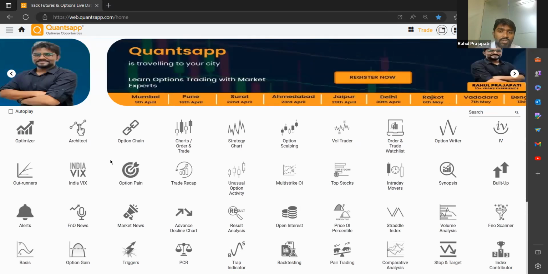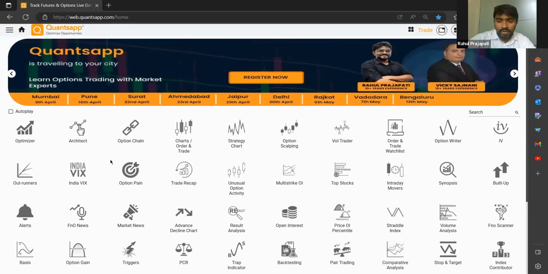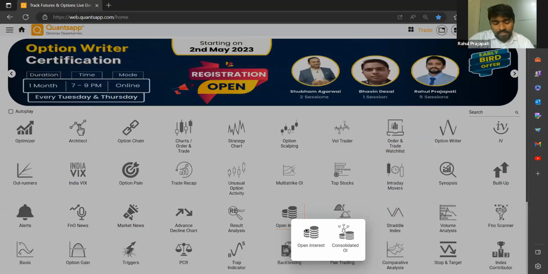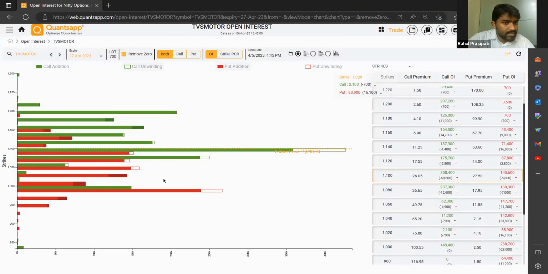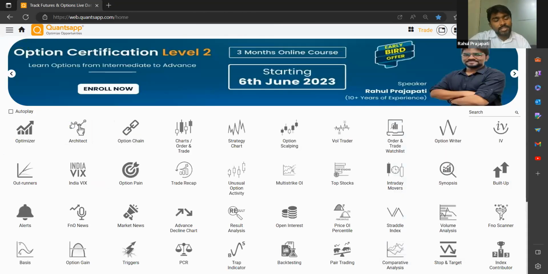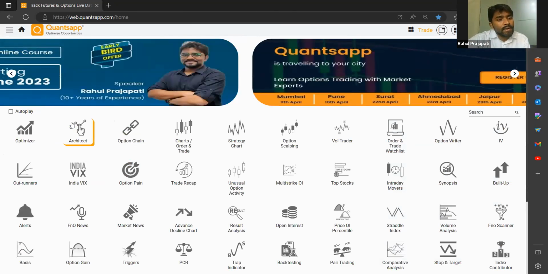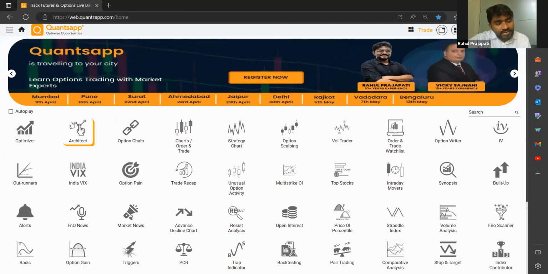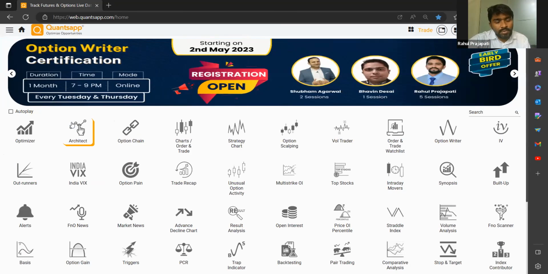Once I have identified a stock having a cycle of long build-up, long unwinding, short build-up or short covering, I can go to the options OI chart, where I can understand the support and resistance and what the expected target and stop loss could be. Then I just need to find a strategy which gives me the best possible profit if my target materializes, or the least loss if my stop loss materializes. So the optimizer will help you in that case.